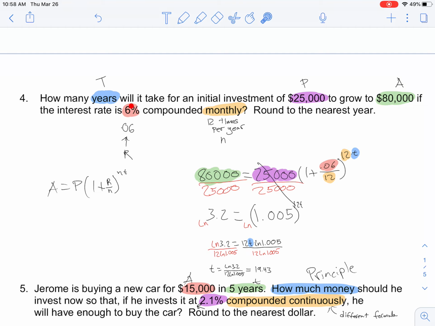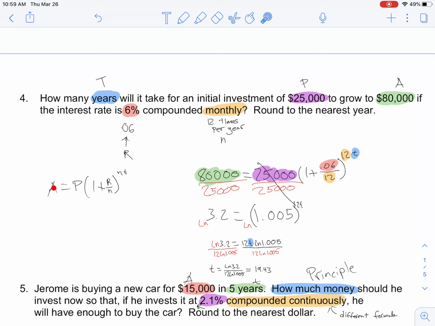When we're working with interest rates, we need to convert it to a decimal, so 0.06 is our rate. And if it's compounded monthly, that's 12 times per year that it's compounding. So for this, we are using our formula for interest that's compounding at certain intervals. And we're just going to plug in the information.